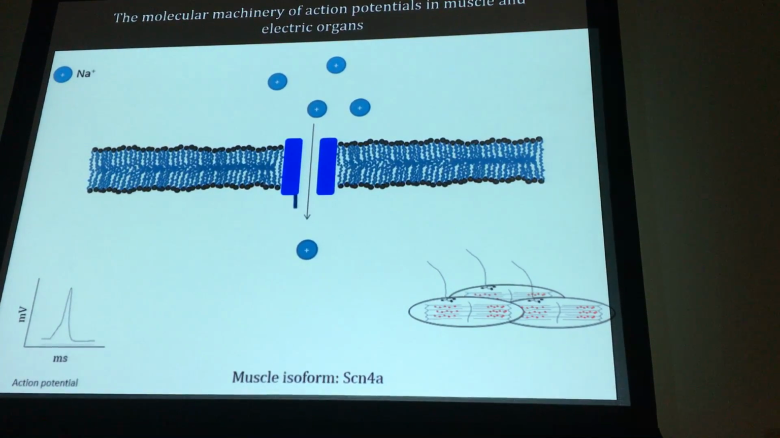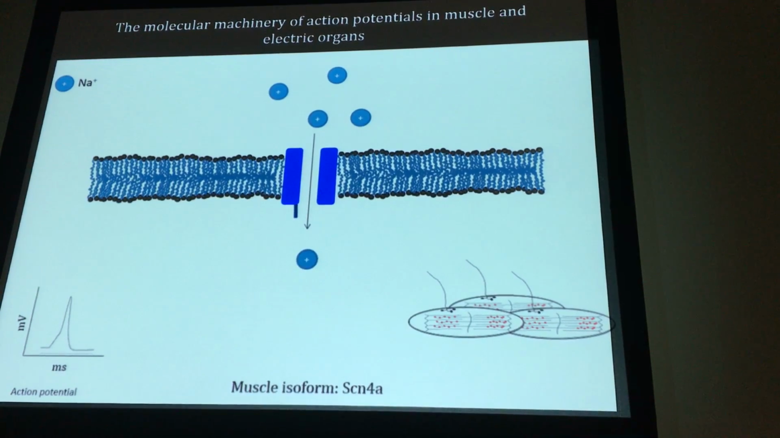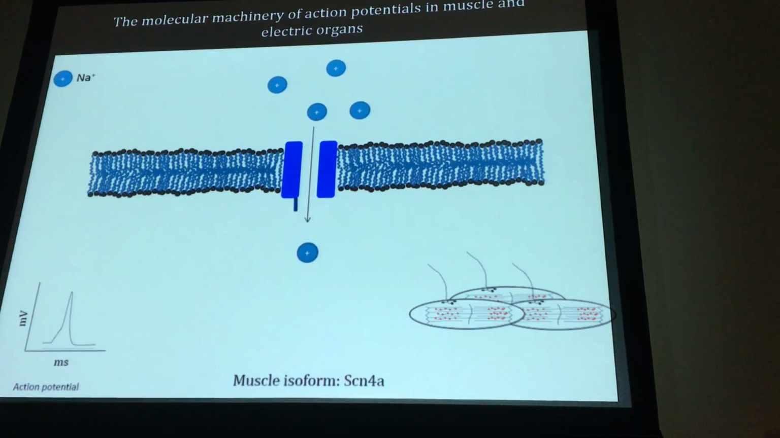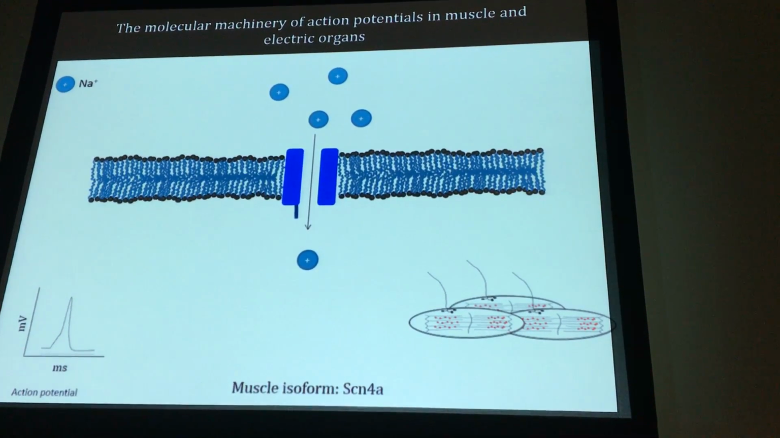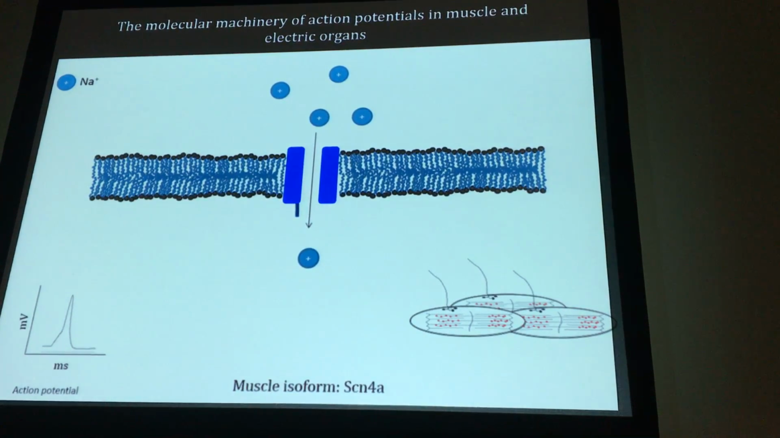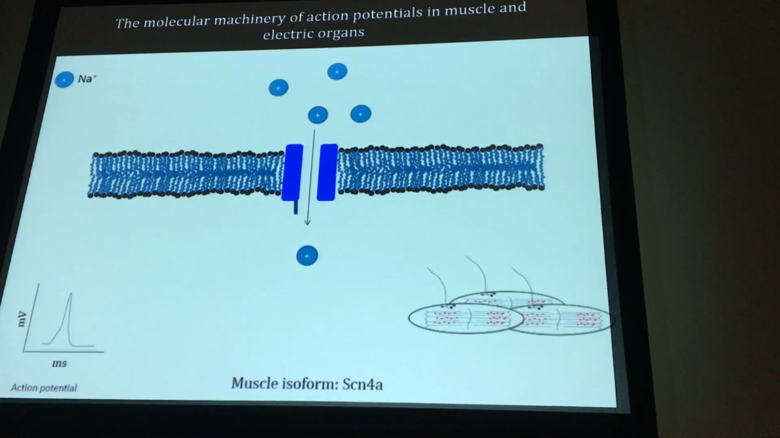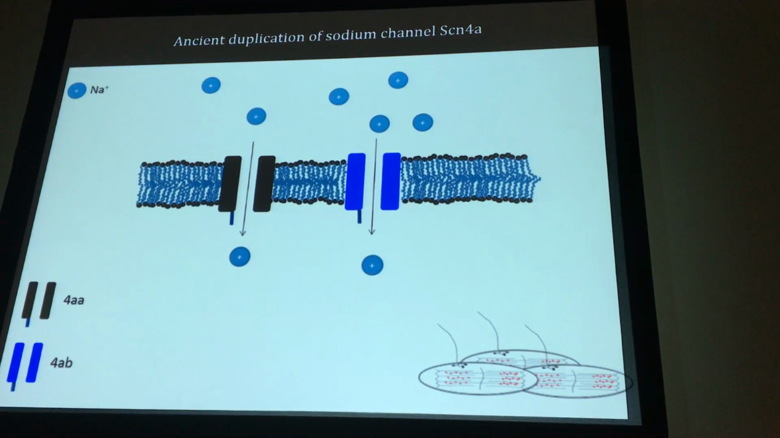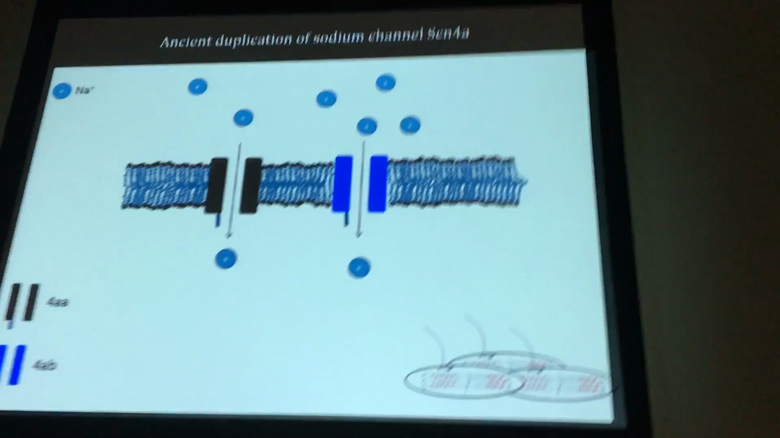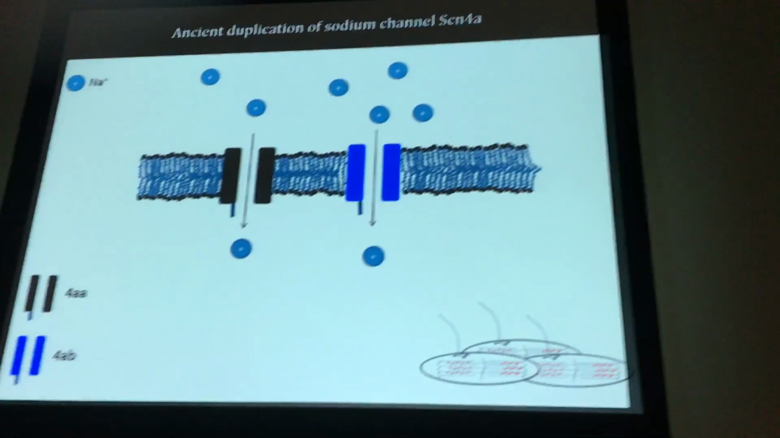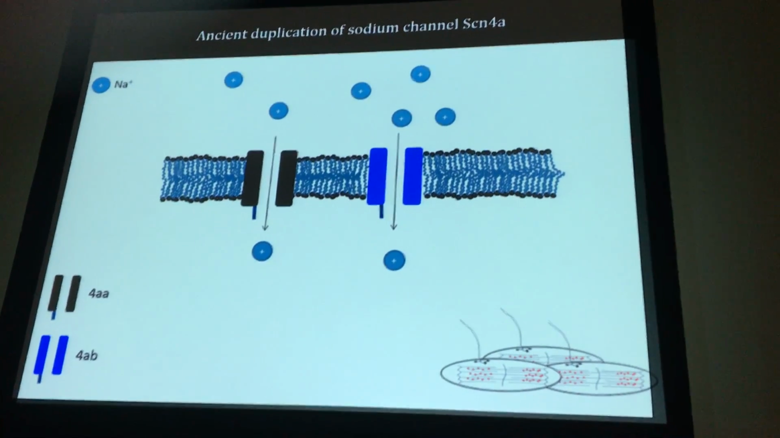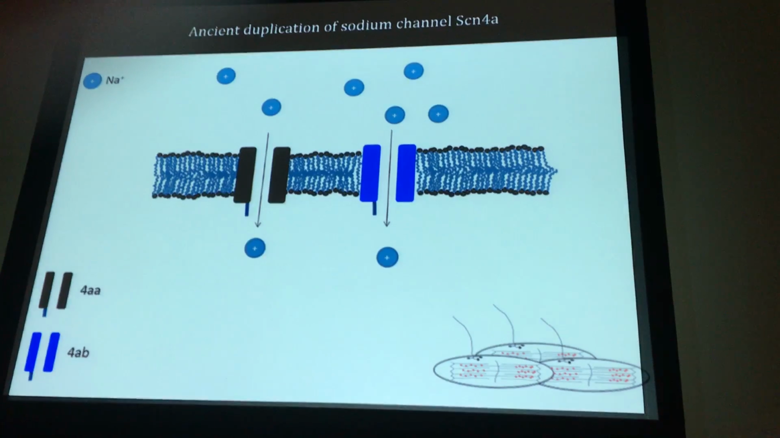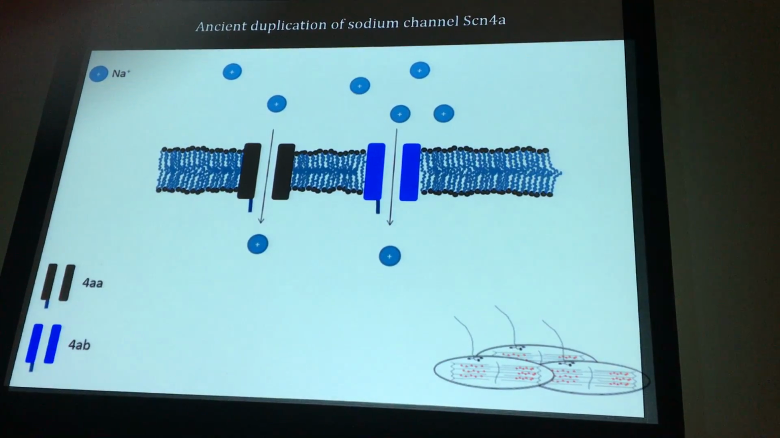And there's one type of voltage-gated ion channel called voltage-gated sodium channel that has played an important role in the evolution of the electric organs. And in particular, the muscle type of sodium channel, the type 4 sodium channel. So in vertebrates, there is one muscle-specific sodium channel, but due to an ancient genome duplication in teleost fish, they have two copies of the type 4 sodium channel, which are broadly expressed throughout the clade of teleosts.